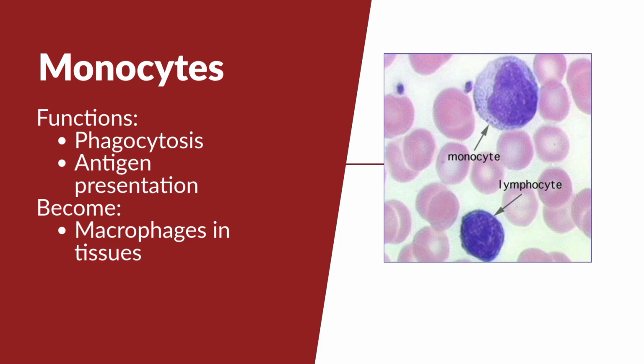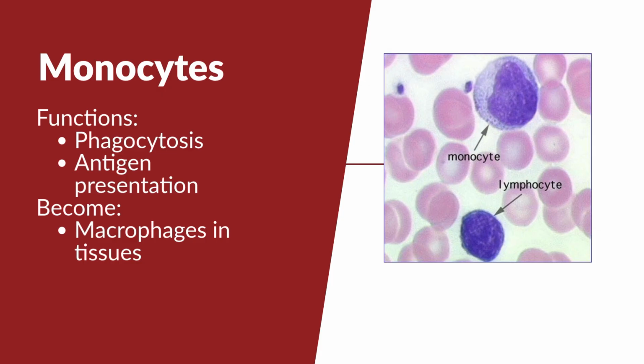So it's myeloblast, promyelocyte, myelocyte, metamyelocyte, band, and then seg. That's how it goes. I got a little rhyme in here for you so you can see it. But back to the monocytes.